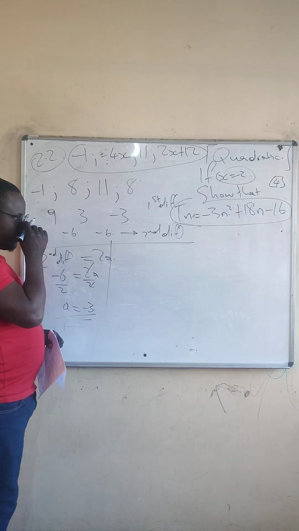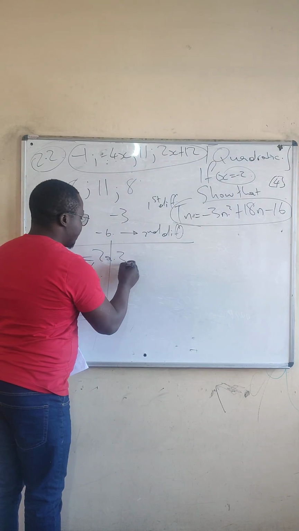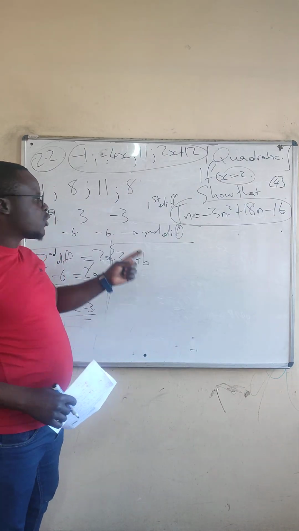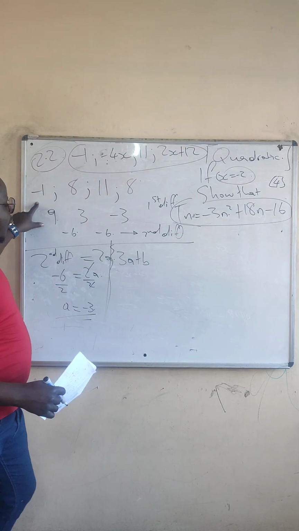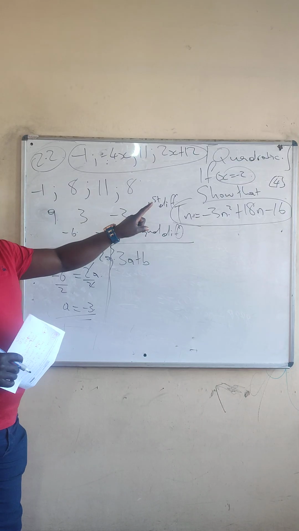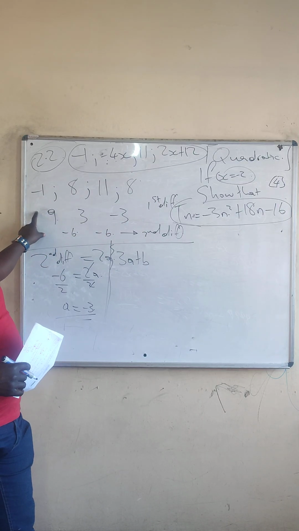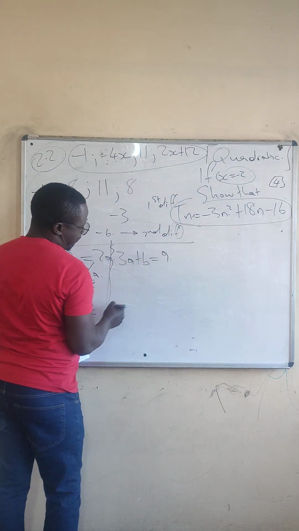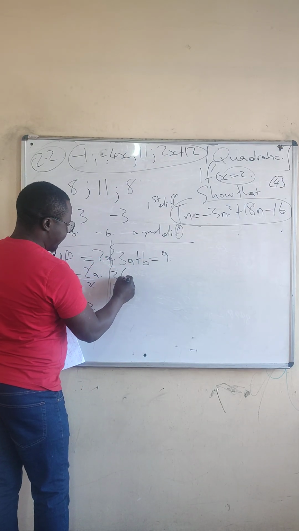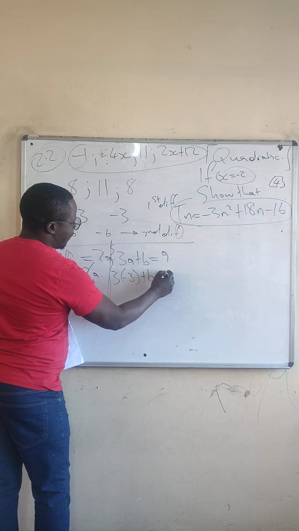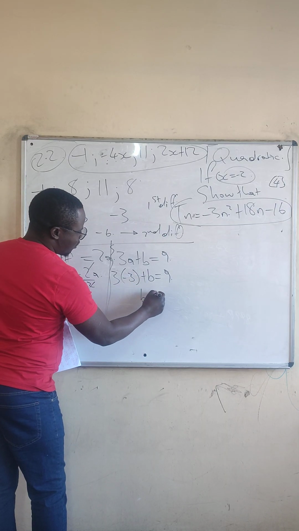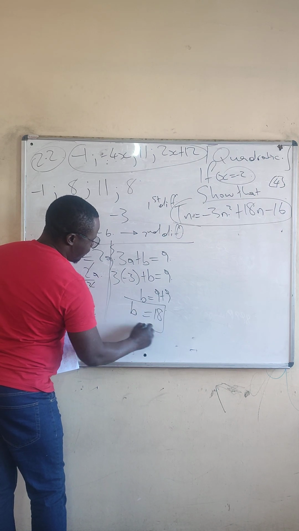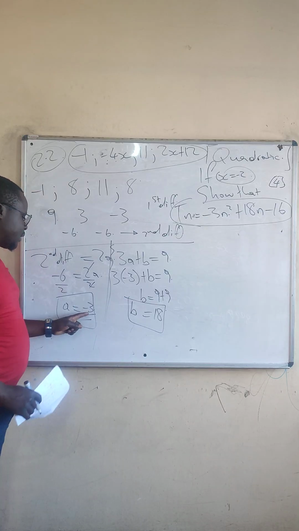Okay, we have a. Let's find b. We're going to use the other property, 3a plus b. 3a plus b is the first term of the first difference. This 9 is that one, equal to 9. Let's substitute a: 3 times negative 3 plus b is equal to 9. Therefore, b is equal to 9 plus 9, which is 18. So b is equal to 18, a is equal to minus 3.